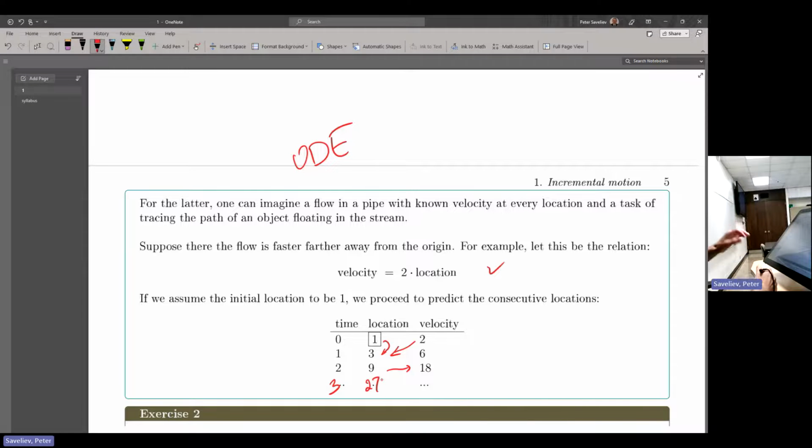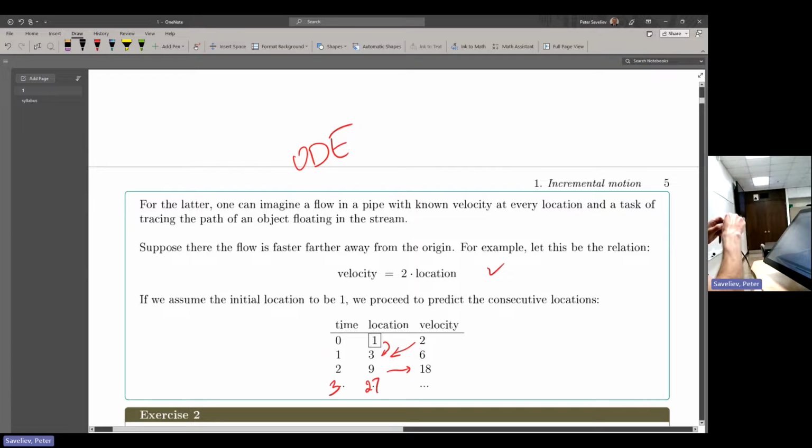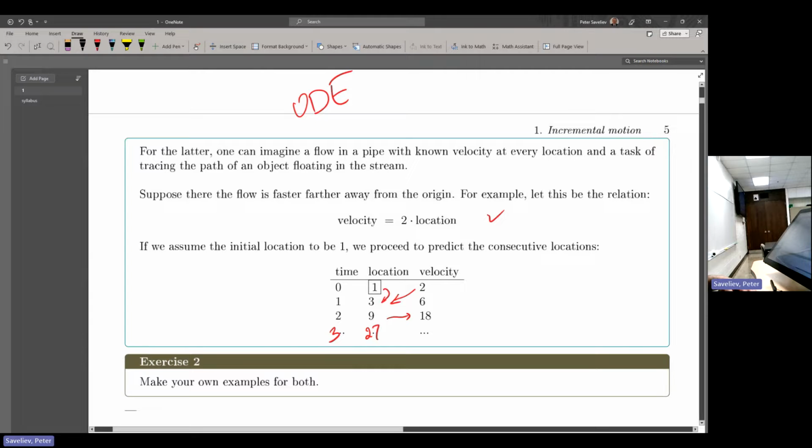So once again, it's unambiguous. Computation can be executed forever, and the accuracy can be improved if, instead of progressing one minute at a time, we split it into smaller pieces, and we still can carry it out effectively. So it appears that the two problems are solved very similarly. The difference is that the similarity only exists when we're doing incremental motion. It will all fall apart when we try to deal with the continuous motion, which is what calculus traditionally is all about.